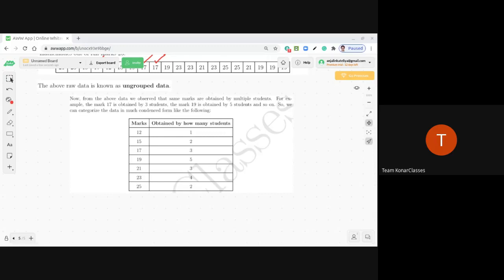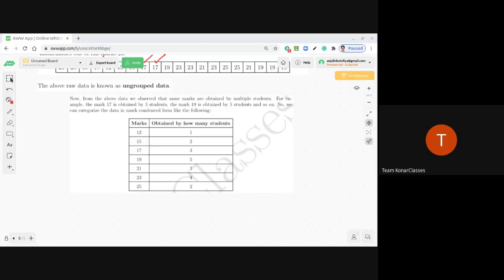For example, if you look into the marks 17, then the first column, that is the variates, and against that one in the second column the number is 3. That means it is 3 students get the same mark 17, so it is known as the frequencies. Correct? So what we understood, dear students? So this above way of representing data is known as the group data.